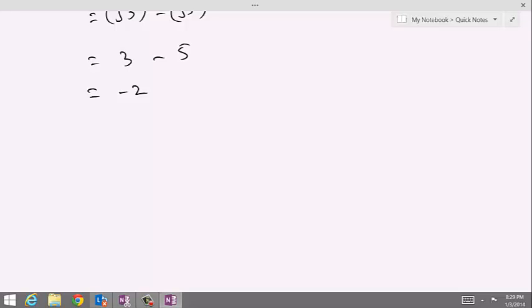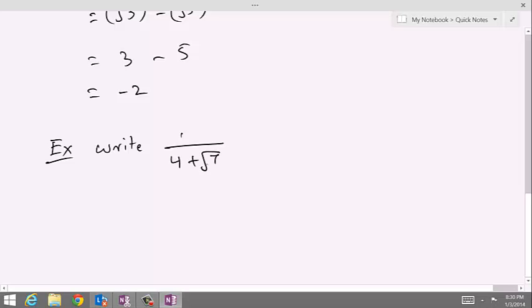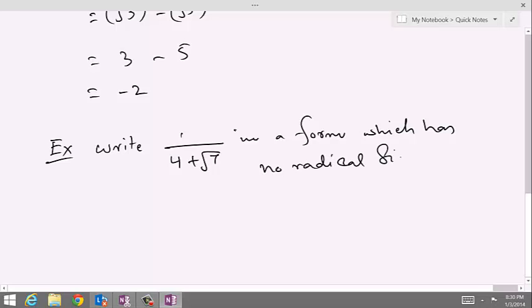And we are going to learn a technique called rationalization. Let's do one question. Write 1 over 4 plus under root 7. Now the denominator contains under root 7, which is an irrational number. We are going to write 1 over 4 plus under root 7 in a form which has no radical sign in the denominator. Now this technique is called rationalization.